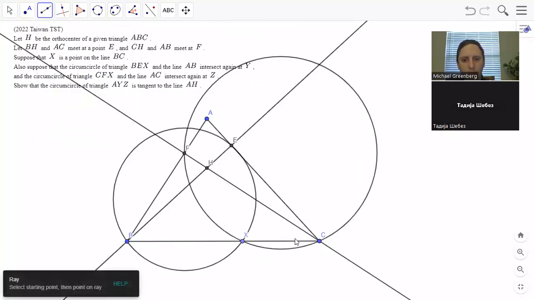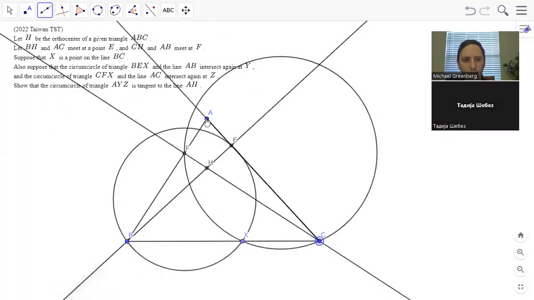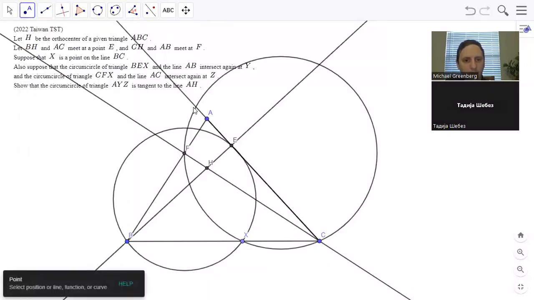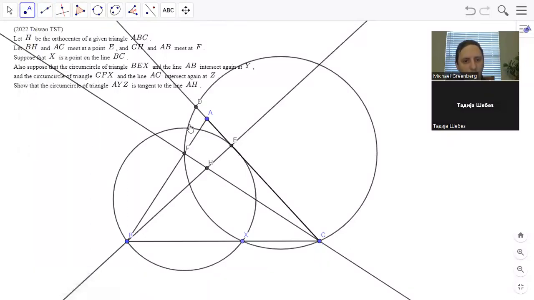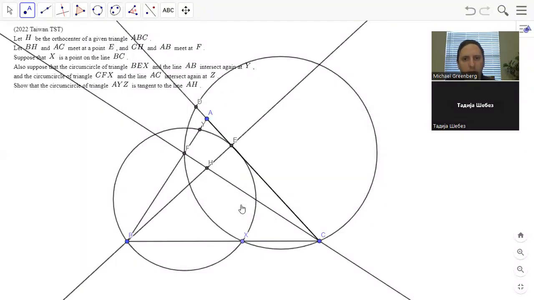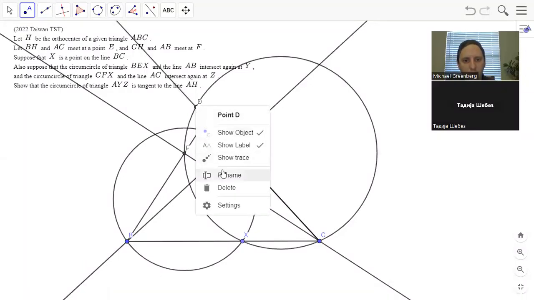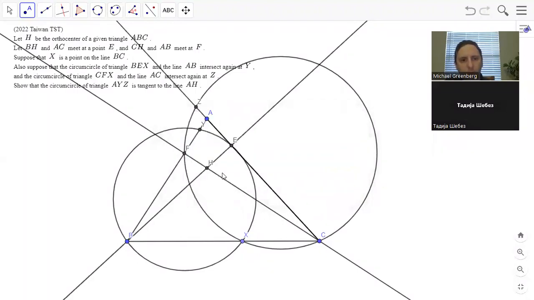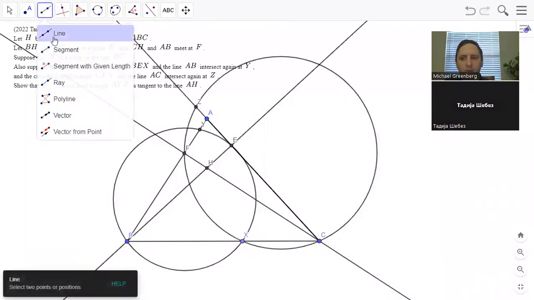So yeah, let's extend CA and so these are going to be X and Y. No, so Y and Z. This is Y. And this is Z. We want to show the circumcircle of AYZ is tangent to AH.